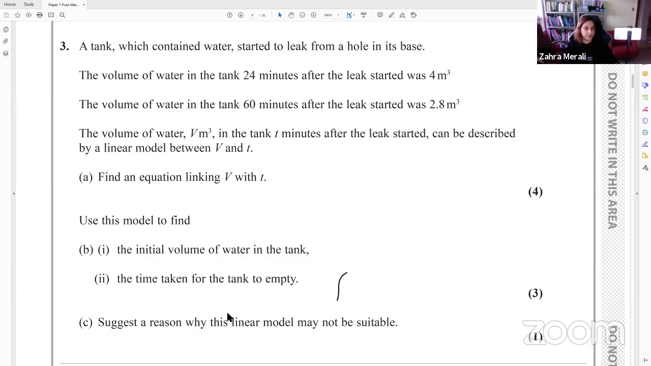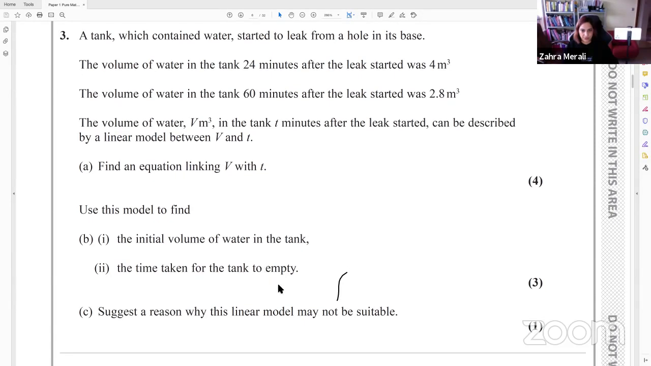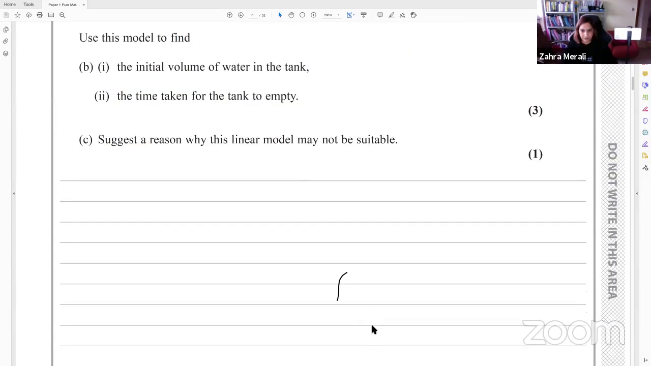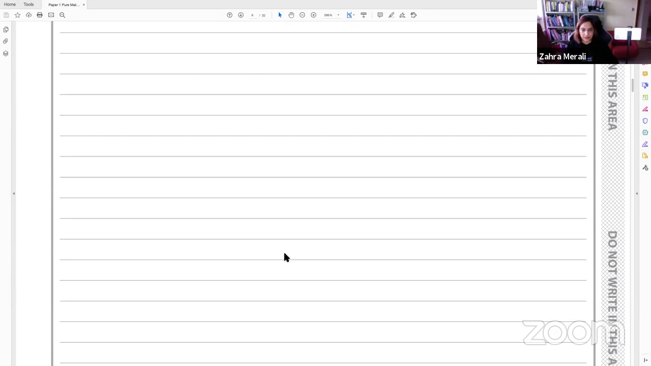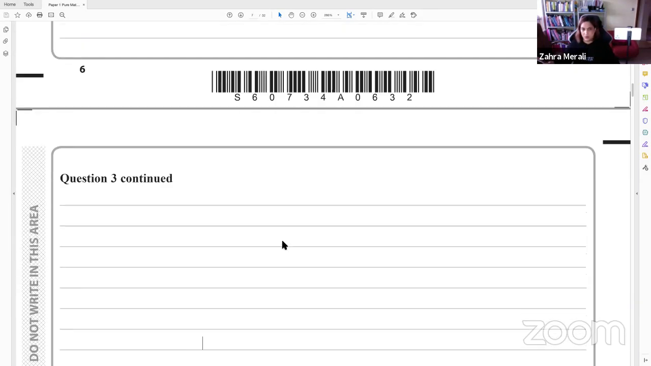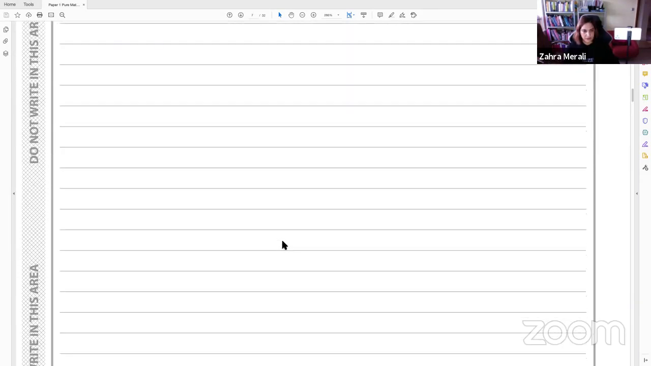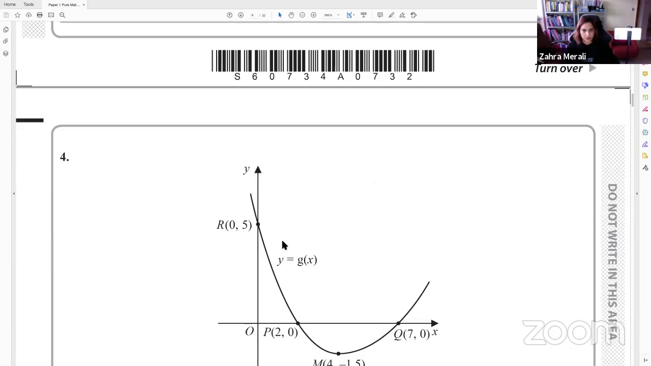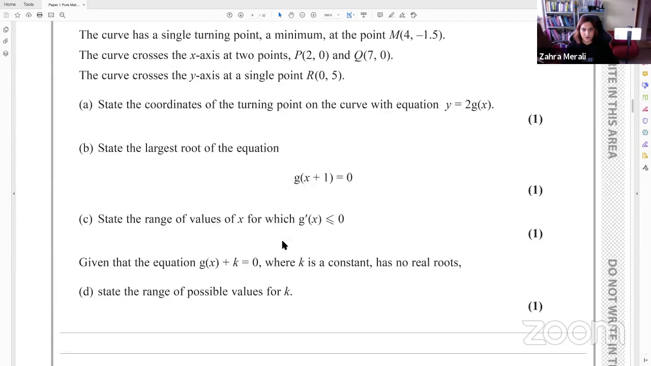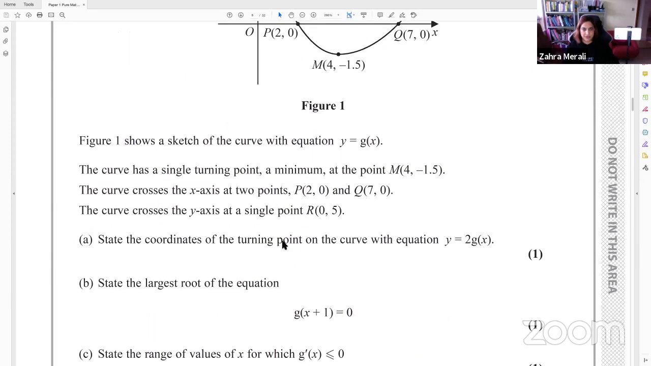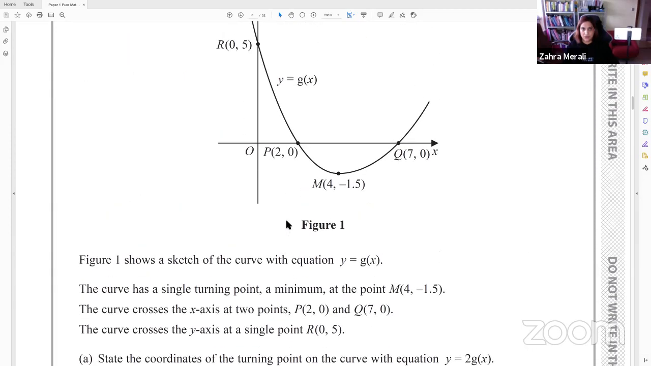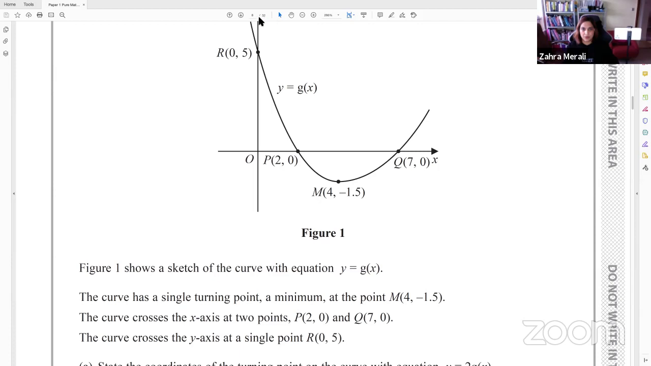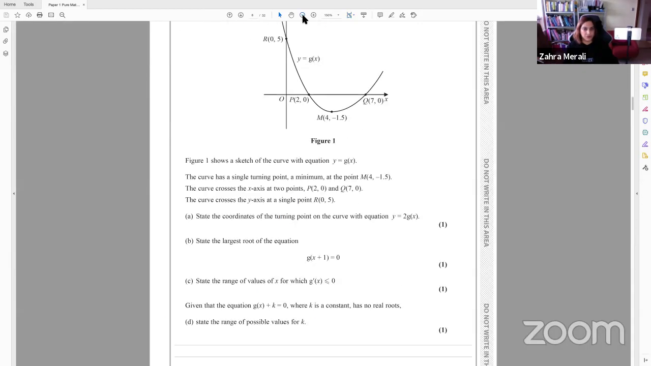Okay, so let's scroll up and look at question 4. So here we've got a graph. We've got a sketch of a graph. I'm going to see if I can make this whole thing, so you can see the whole question on one sheet. Right, so we've got a sketch of a graph.